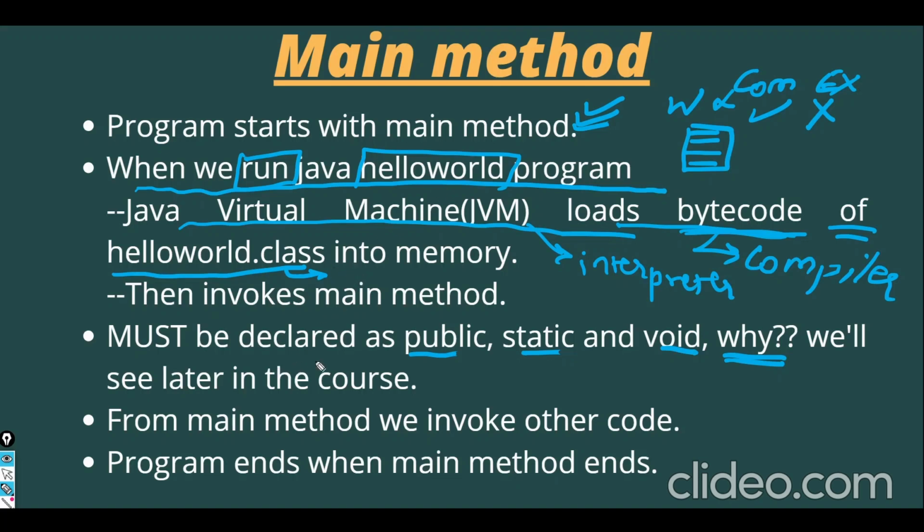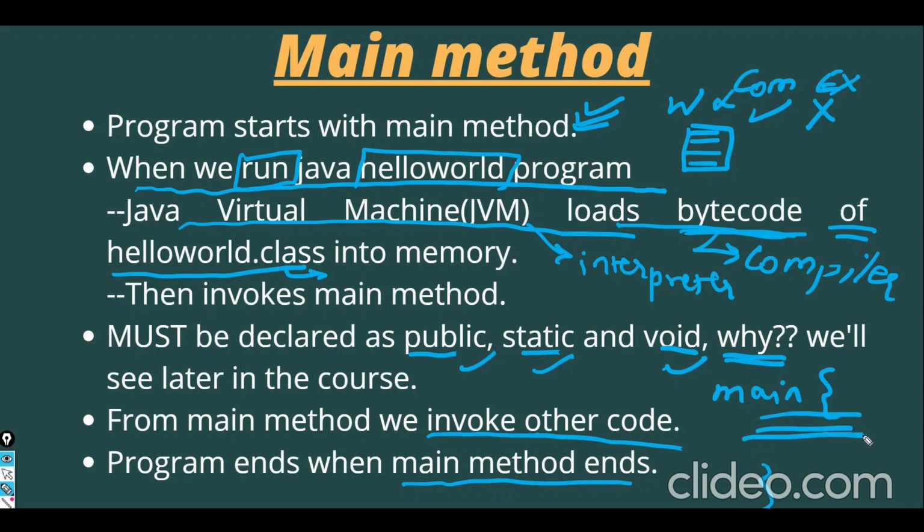Okay, so we saw this main method must be declared public static void. For the main method, we invoke another code. The program ends when the main method ends. For example, you have your main method like this, and you say print this, print that, and it will execute only the stuff inside this.